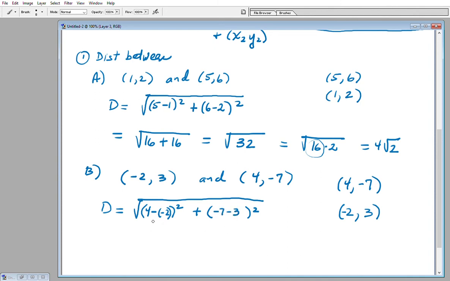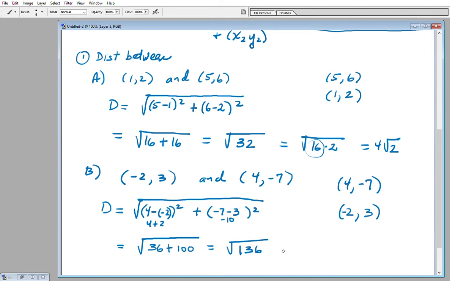Okay, this 4 minus minus 2, that's 4 plus 2. I just wrote it underneath. That looks good. Let's see what we have. This is going to be 6 squared, so we'll have a 36. This is a minus 10, and we're squaring it, so we have 100. So I'm getting the square root of 136.